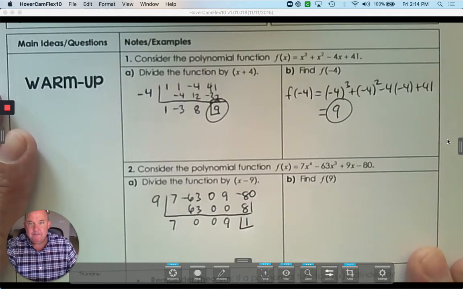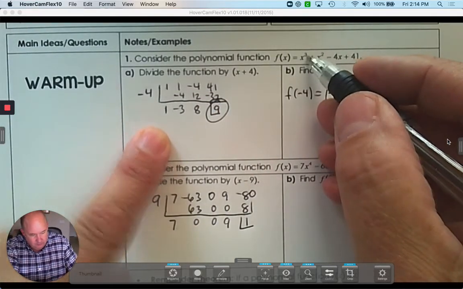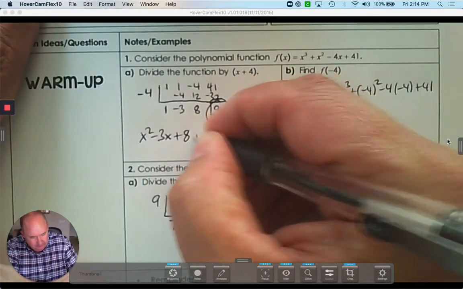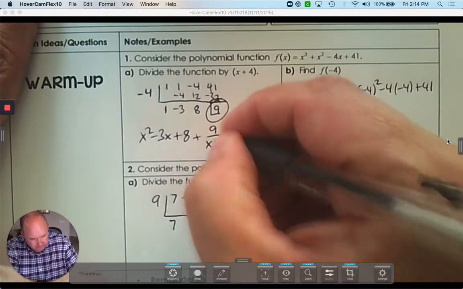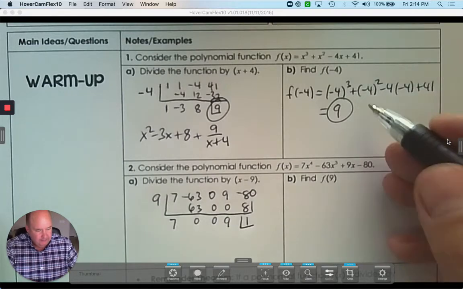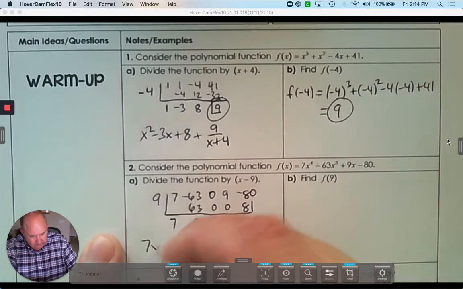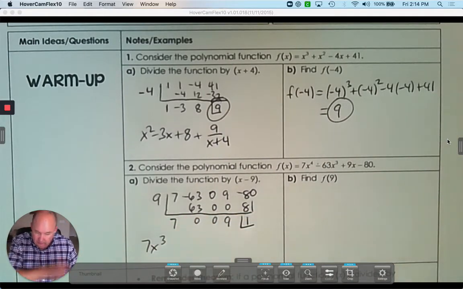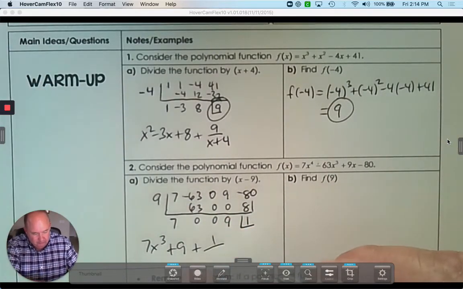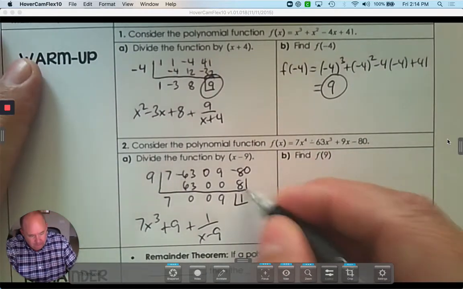Now, by the way, for the first one, if I really did divide it, the answer would have been one degree less. So it's 1x squared minus 3x plus 8, and then the remainder is written as a fraction, with the remainder in the numerator and your divisor as the denominator. Here, it was x to the 4th, so one degree less would be 7x cubed, no x squares, no x's, and then plus 9. And then the remainder, again, would be written as a fraction, with the divisor in the denominator. But I want you to keep track of that.